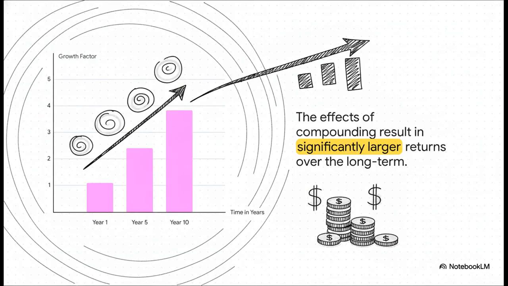And this chart illustrates that divergence perfectly. Look at year one. The difference is tiny, almost negligible. You might even wonder what all the fuss is about. But fast forward to year 5, and you see a noticeable gap opening up. Now look at year 10. It's not even close. The compound interest line is rocketing upwards. This visual right here is the single most important reason why you should start investing early. Time is the fuel for the compounding engine.